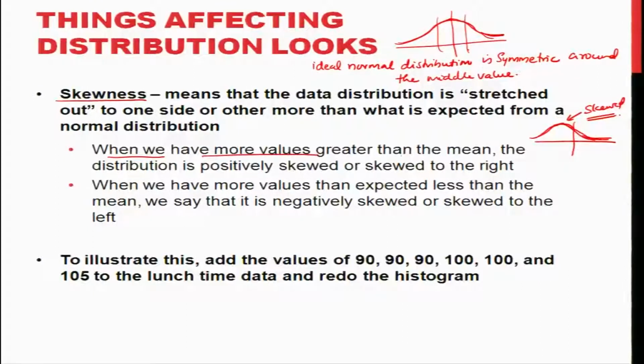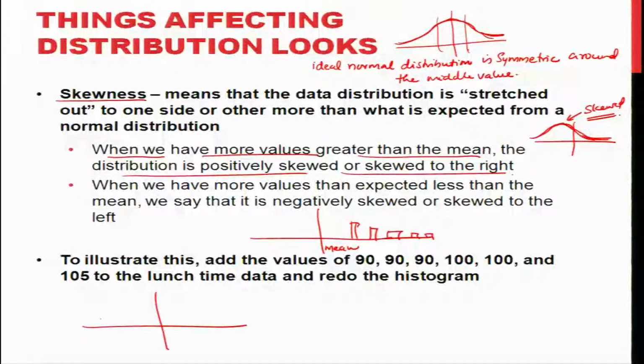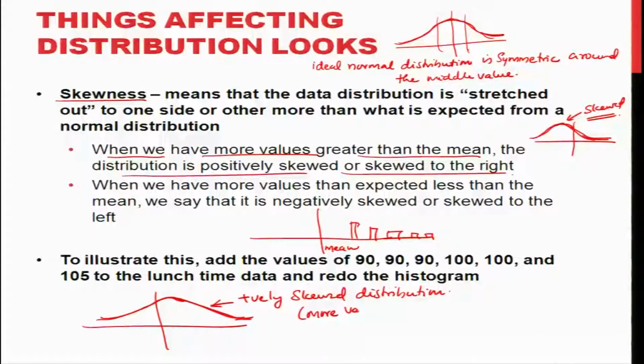When we have more values that are greater than the mean, for example, if the center line is the mean and more of the values are to this side, greater than the mean, then the distribution is said to be positively skewed or skewed to the right. A distribution with a shape like this, with more values to the right side of the mean, is called a positively skewed distribution. Now, when we have more values than expected less than the mean, it is said to be negatively skewed or skewed to the left.